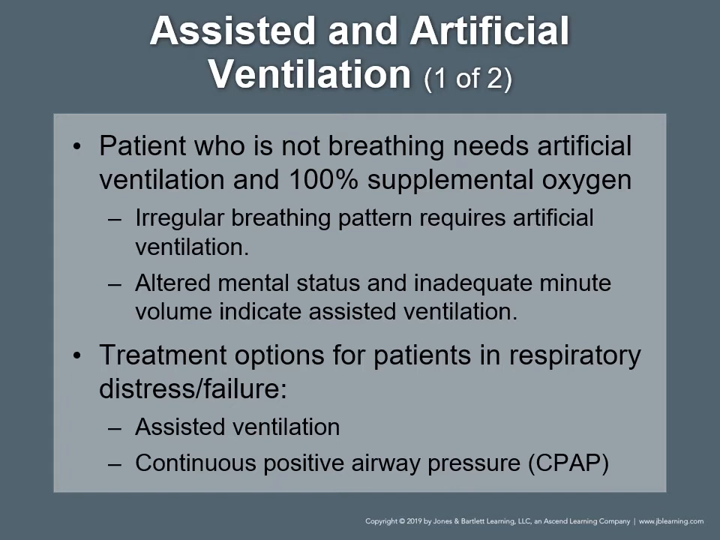Fast, shallow breathing moves air primarily in the larger airway passages and does not allow for adequate exchange of air and carbon dioxide in the alveoli. Signs of altered mental status and inadequate minute volume are indications for assisted ventilation. Excessive accessory muscle use and fatigue from labored breathing are signs of potential respiratory failure. Two treatment options for patients in severe respiratory distress or respiratory failure are assisted ventilation and continuous positive airway pressure, or CPAP.